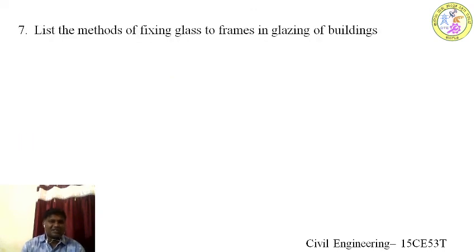Seventh question, list the methods of fixing glass to the frames in glazing of buildings. So glazing starts from applying putty and applying beadings, and with grooves and gaskets, with silicone sealant, with frames, and also with clips. These are the different methods that are used for glazing.